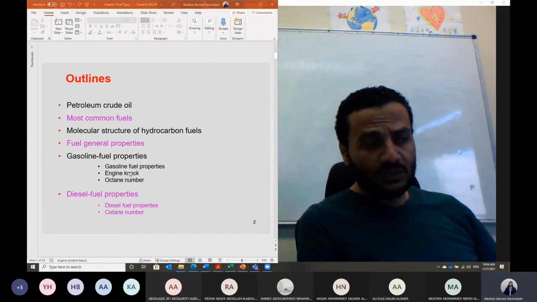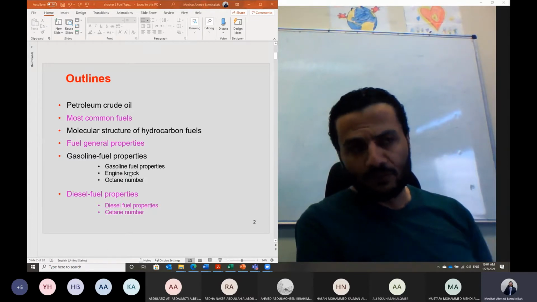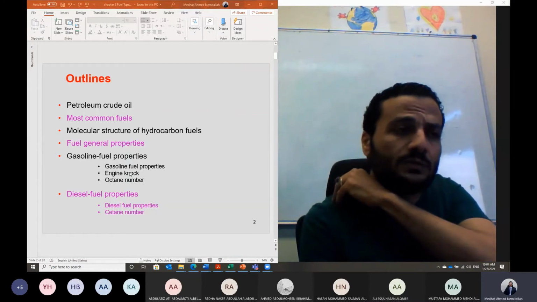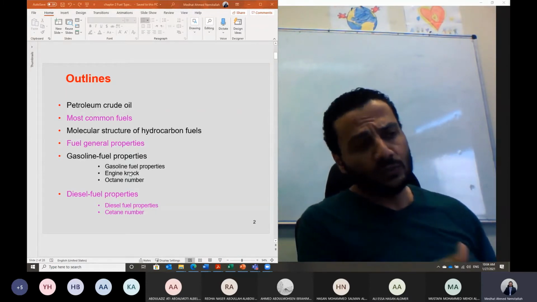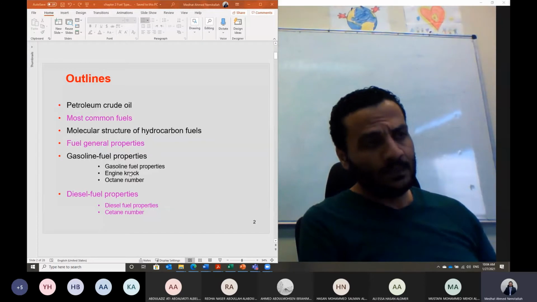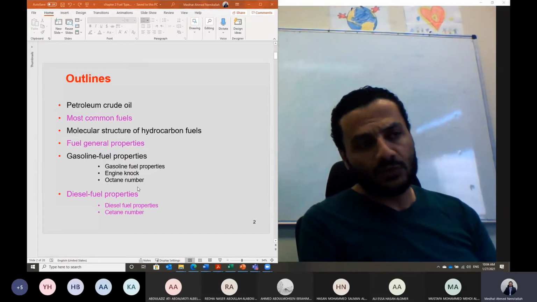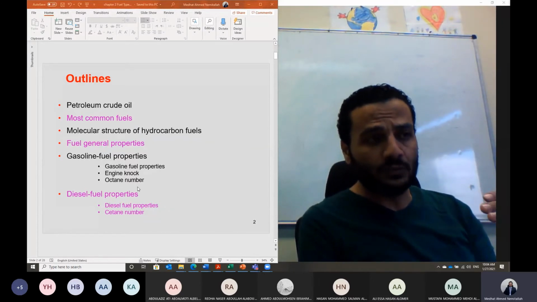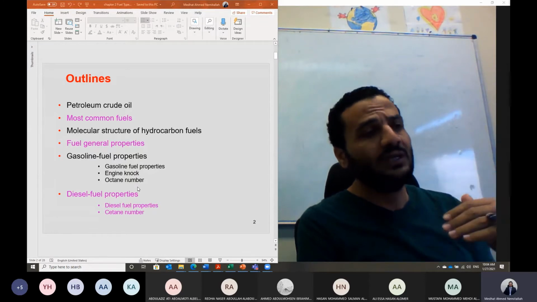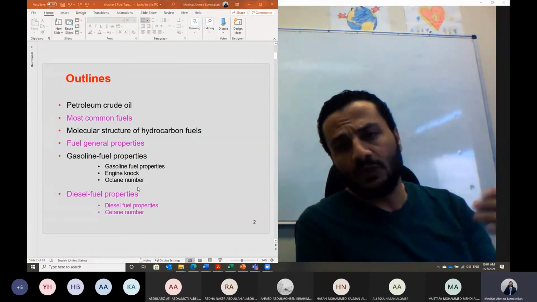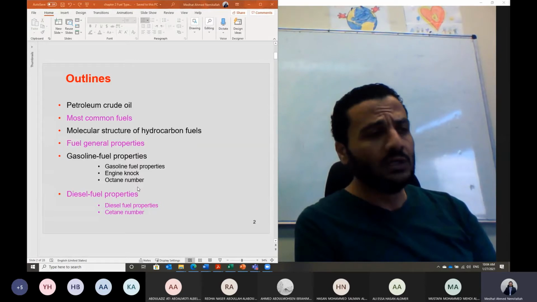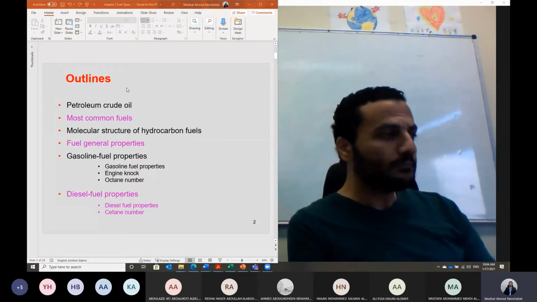And then we will relate this octane number, the value of the octane number, with the phenomenon which is engine knock. So engine knock, shabab, is most probably related to the gasoline engine due to the self-ignition of the fuel. That's why we have the octane number, which gives us an indication about the resistance of this fuel to self-ignition, and its resistance to knocking, to having engine knock or noise in this case.